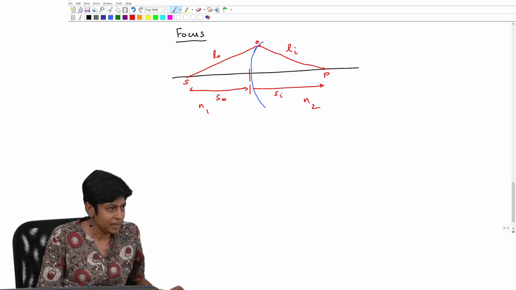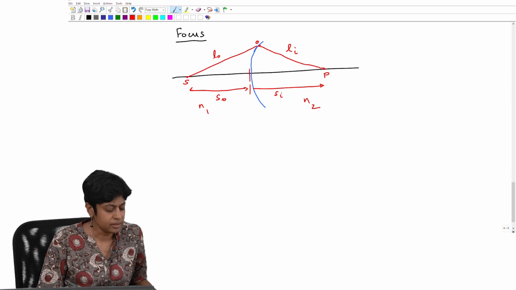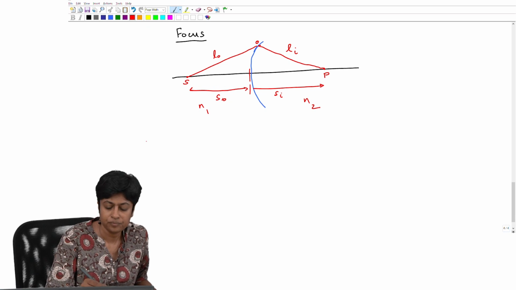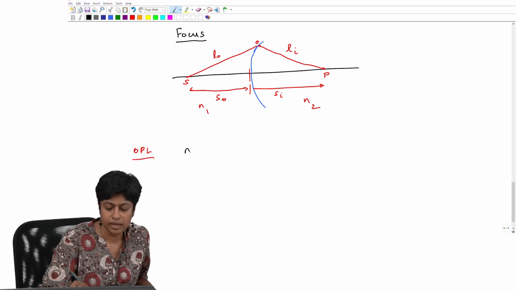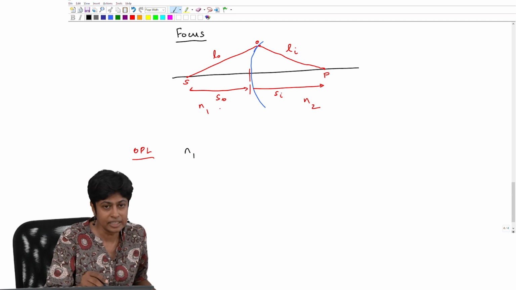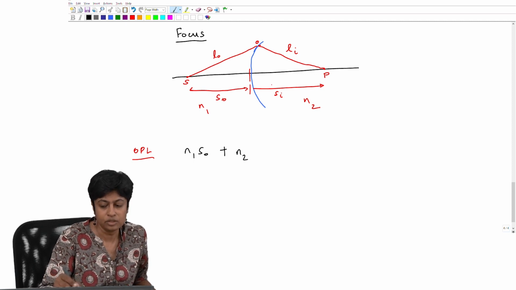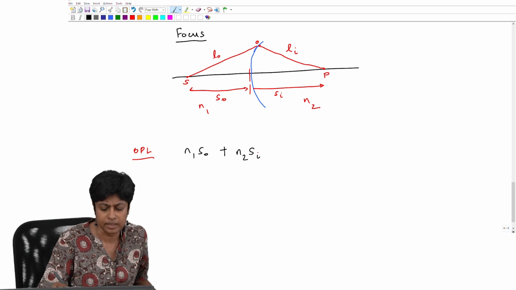The optical path length of the ray travelling along the optical axis will be n1, the refractive index, into the physical distance S0, plus n2 into the physical distance in this medium, which is Si.